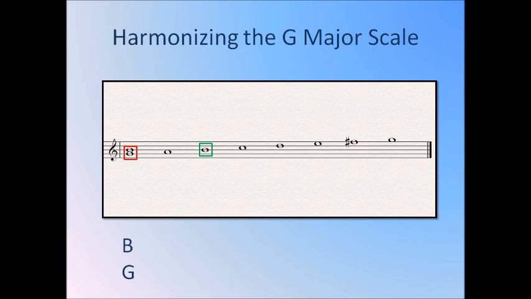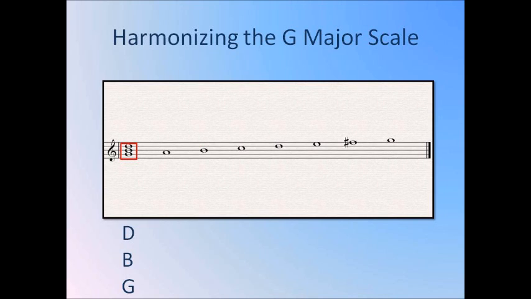Now to complete the triad, we need to repeat this process for the note B. So a third above B is the note D. And again, is this note contained in the parent major scale? And we can also see here, yes it is. We now have our first chord, the G major triad.